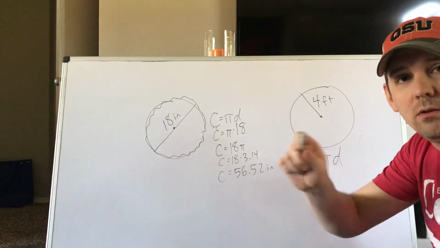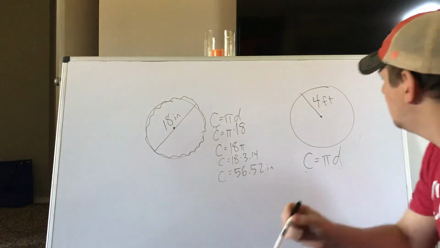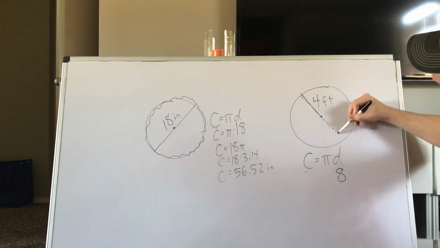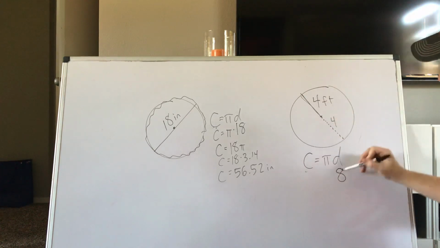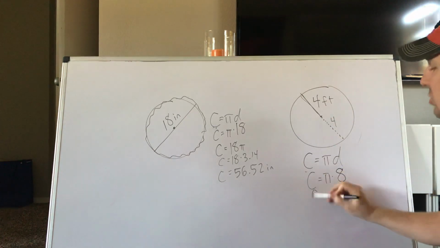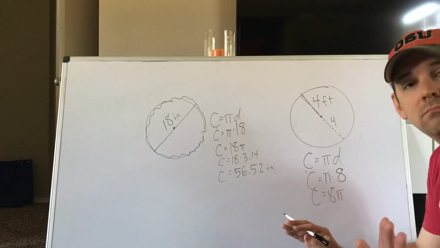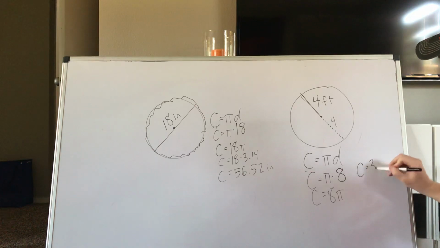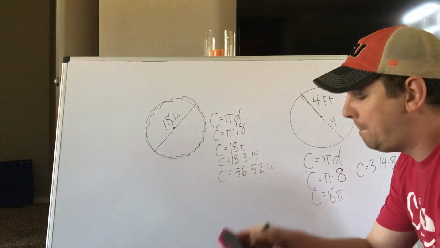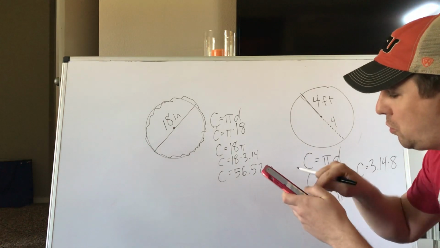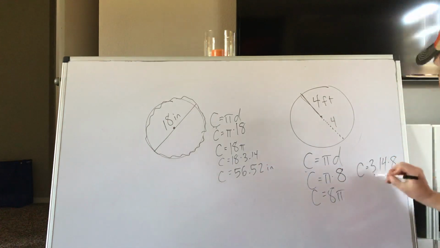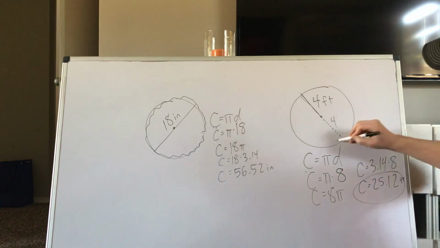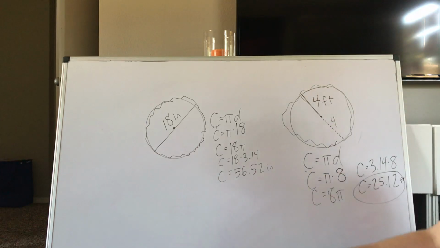You're shouting out the answer right now to the screen. Yes, it would be 8. Why? Because if this is 4, we need all the way across, which is another 4, and 4 and 4 make 8. And then all you're going to do, in terms of pi, the answer is 8 pi. If we said pi was 3.14, then we would plug into our calculator 3.14 times 8, which equals 25.12 feet. That's how far around the circle.